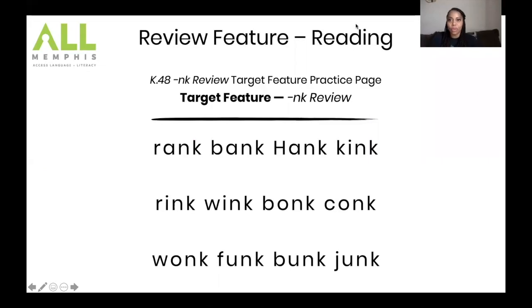All right, it's time for our review feature reading. So our target feature review is over the phonogram NK. So let's do a little review.